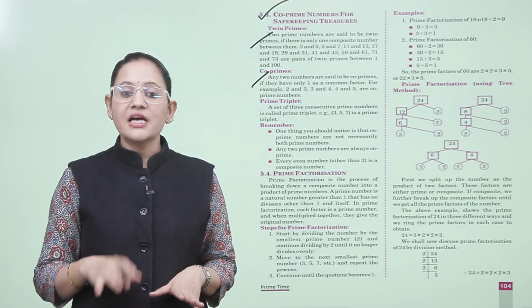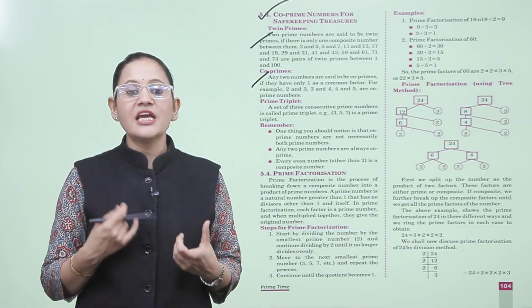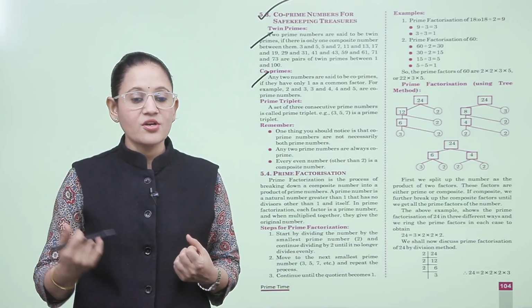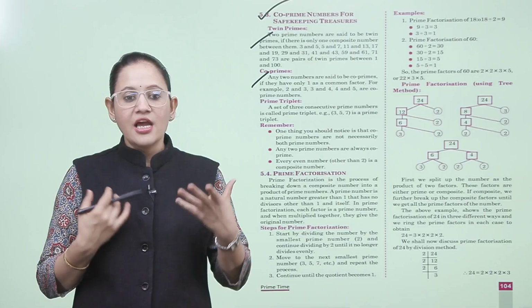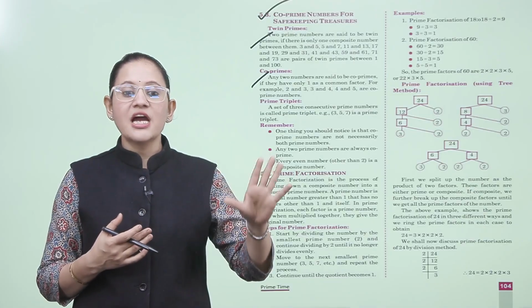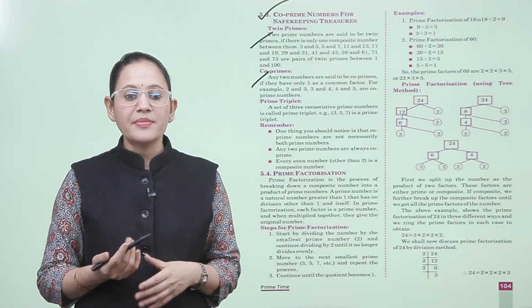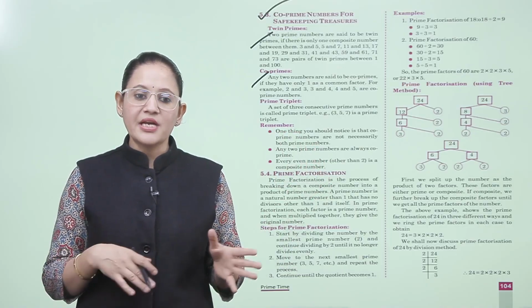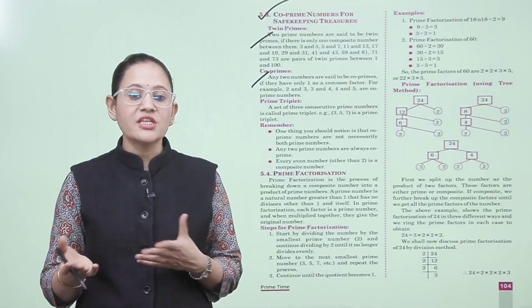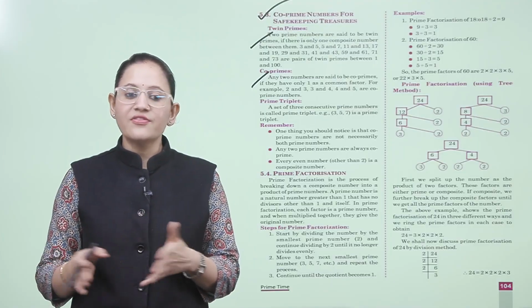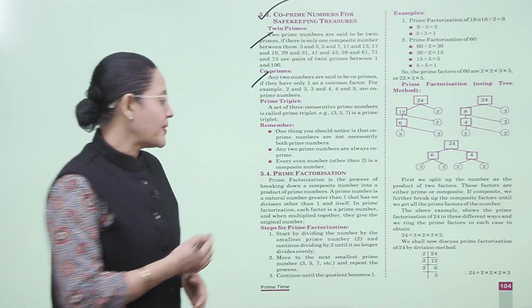Next is co-prime. Any 2 numbers are said to be co-prime if they have only 1 as a common factor. So any 2 numbers which have only 1 as the common factor are known as co-prime numbers. All consecutive numbers are co-prime numbers. For example, 2 and 3, 3 and 4, 4 and 5 are co-prime numbers. Next is prime triplet.